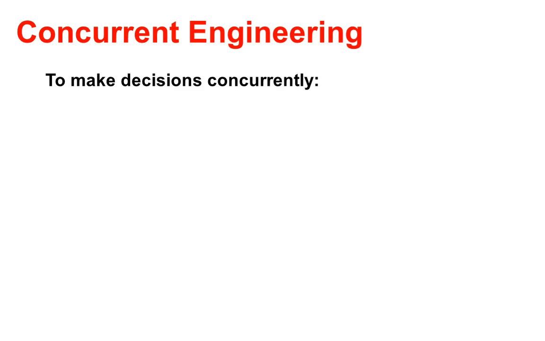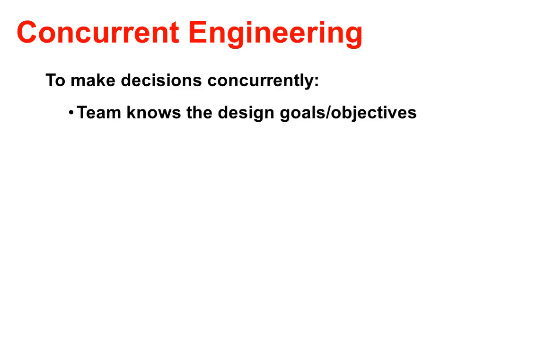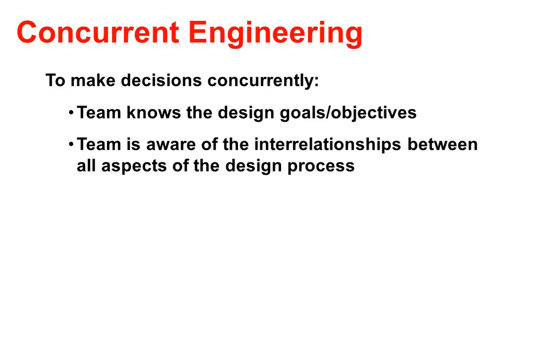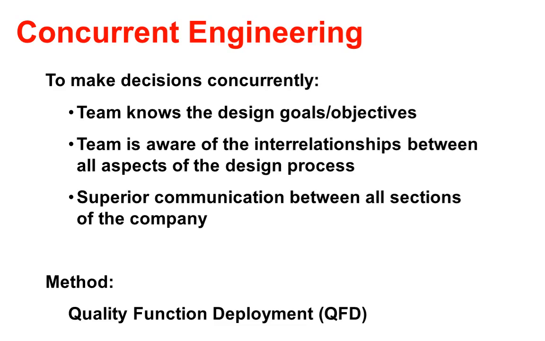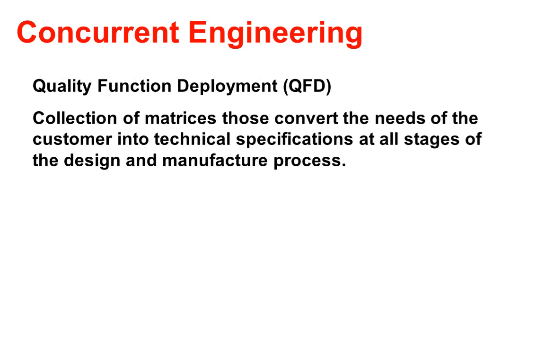To make decisions concurrently, the team knows the design goals and the objectives. The team is aware of the interrelationships between all aspects of the design process. Superior communication between all sections of the company exists. And the method finally used is quality function deployment. Quality function deployment is a collection of matrices that convert the needs of the customer into technical specifications at all stages of the design and manufacture process.